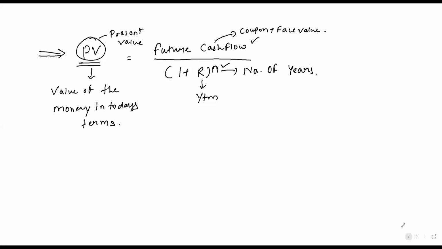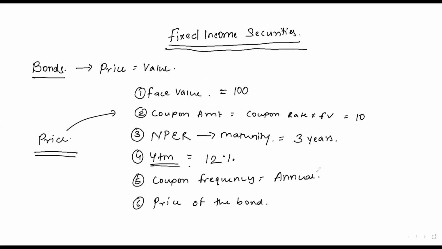So based on this data, can you draw the cash flow timeline as it was taught yesterday? Face value is 100, coupon rate is 10. Number of periods left till maturity is 3 years. YTM is 12%, coupon frequency is annual. And you need to find out the price of the bond.